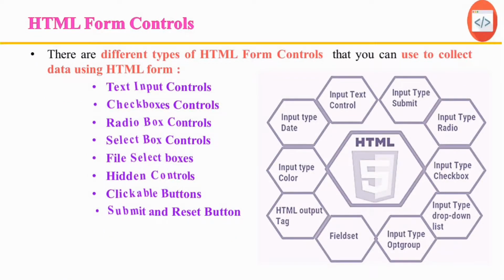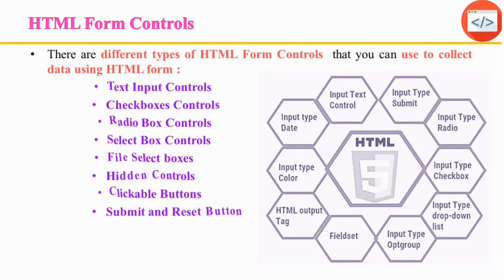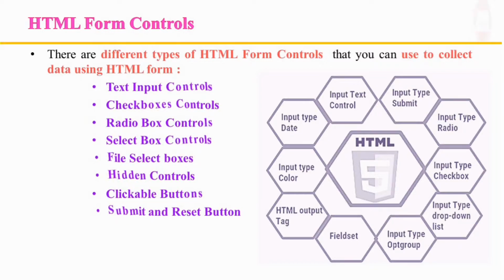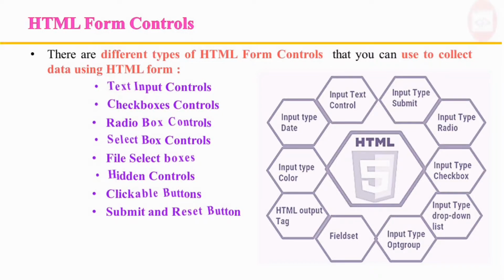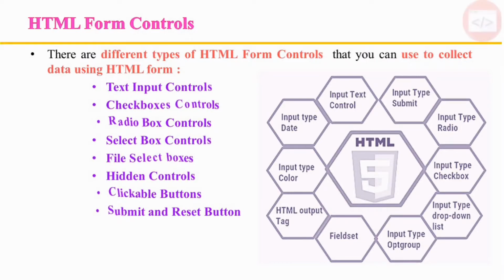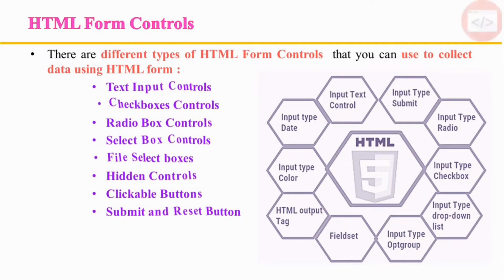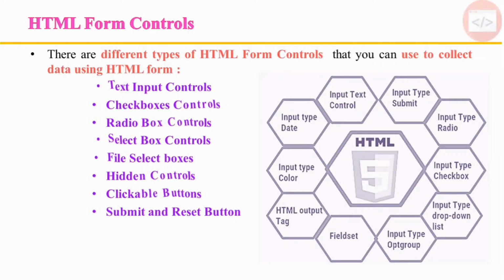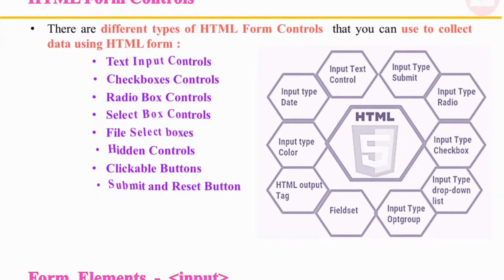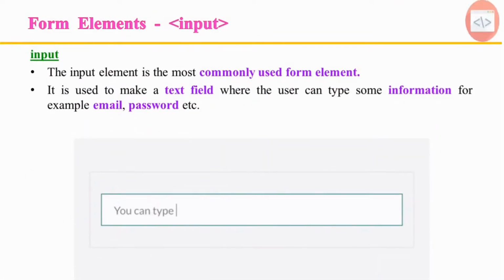A form is a part of a web page. A form works like a container which consists of controls known as form elements. The different types of form controls that you can use to collect data using HTML forms are text fields, checkboxes, radio buttons, submit buttons, etc. The input tag is used to create form elements. It does not have an end tag.